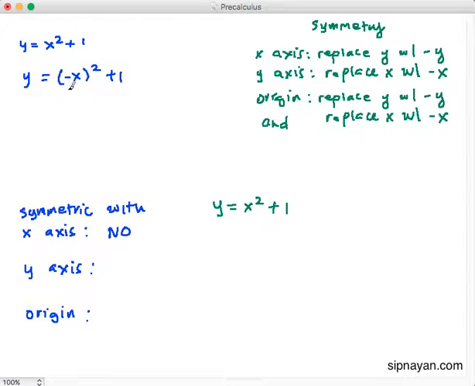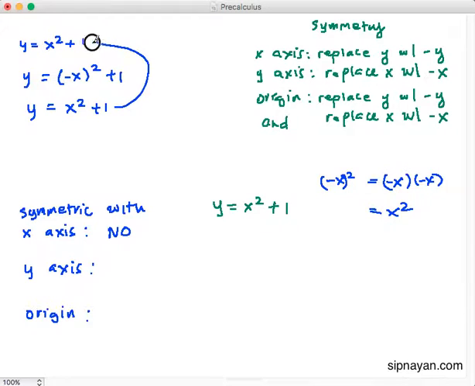So, what happens to negative x squared? Negative x squared is the same as negative x times negative x, right? Negative times negative is positive, and x times x is x squared. So this is x squared also. Okay, it's the same, right? So, it goes back to the original equation, meaning it is symmetric about the y-axis. The correct word is "about."